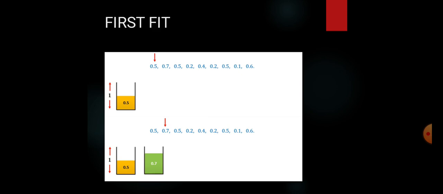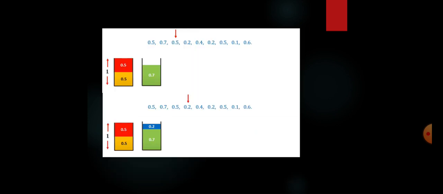In the first fit algorithm, first we have to place the 0.5. So we create a bin and place the 0.5 there. Then we have to place 0.7. When you place 0.7, search from the first. When you search the first position, we don't have place for 0.7. So we create a new bin and place it there. If you take 0.5, search from the first bin, we have a place in the first bin. So you place it in the first bin. The total capacity is 1, so now the first bin is completed.